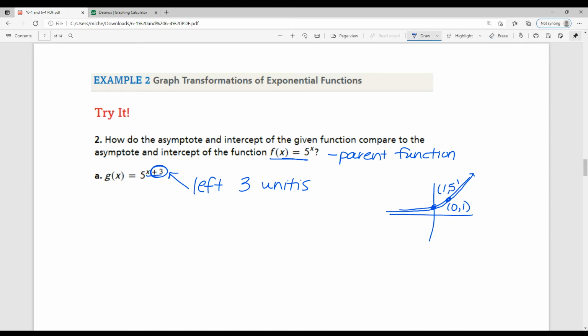And then I could substitute in more points if I want. I could substitute in 2, 3, 4, 5. But here's two key points that I want to think about. This is the parent function y equals 5 to the x. And I ask, how is everything going to compare? Well, everything is going to shift to the left 3 units. So this intercept is going to shift to the left 3 units. The asymptote, because it's a horizontal asymptote, will stay the same.